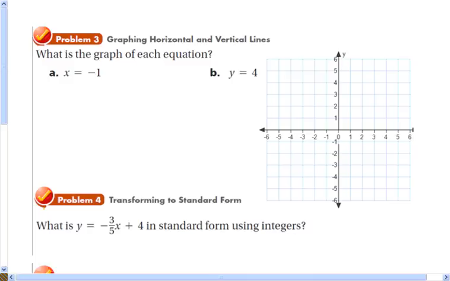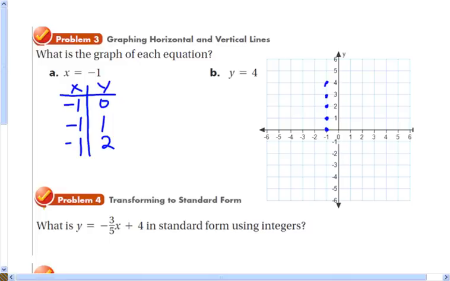All right, graphing horizontal and vertical lines. If the equation says that x is equal to -1, that means that the x-intercept is -1. And it also means that every other point on that line, and I can just make a quick table here, the x value is equal to -1. You can't change that. So when y is 0, x is -1. When y is 1, x is -1. When y is 2, x is -1. X is always -1. And if I graph those points, I get points like this.